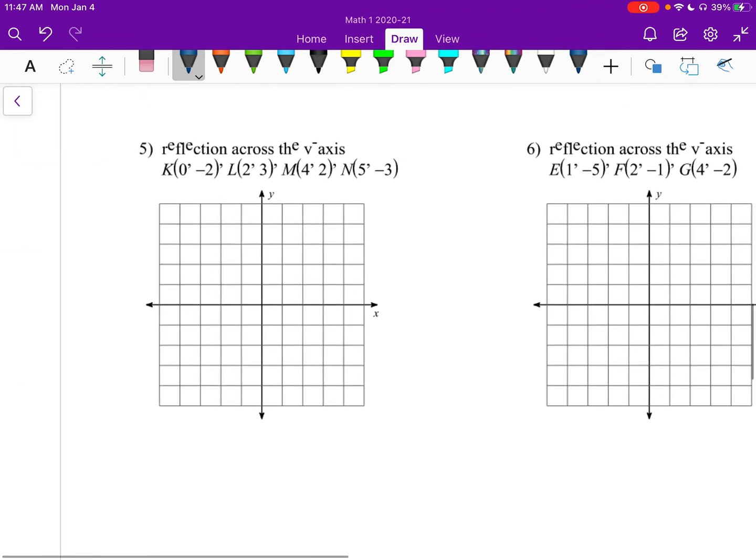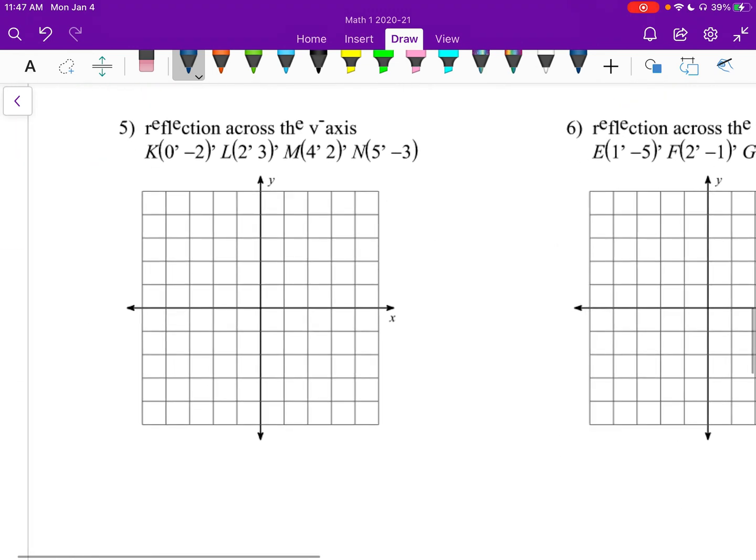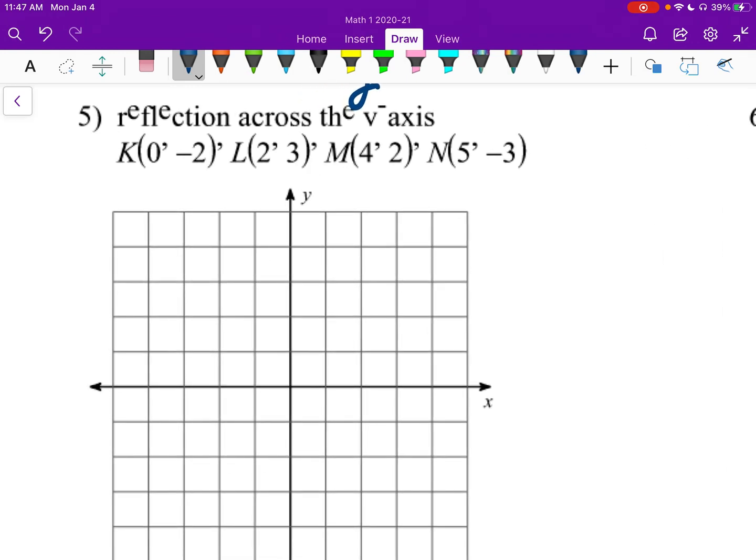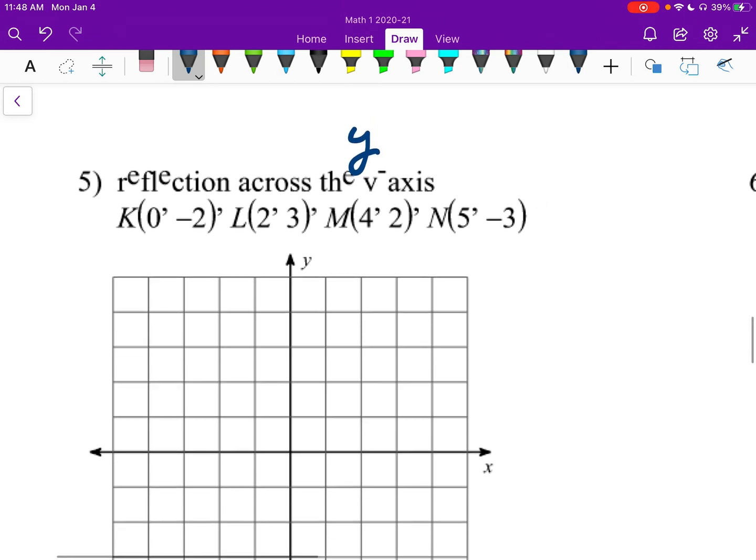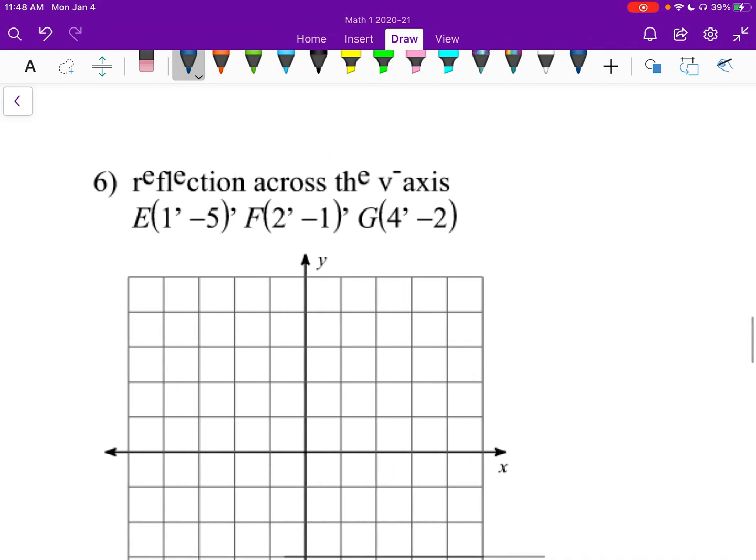All right, let's look at number 5. Oh, that doesn't look right. This is section 3. Let me see what the paper should say. Well, that one looks wrong too. All right, so we're supposed to be going off of the y-axis. Your paper should be right. I don't know why mine does this sometimes. And this should be 0, -2, 2, 3, 4, 2, and 5, -3. I'm just going to go through really quick and fix all of these.